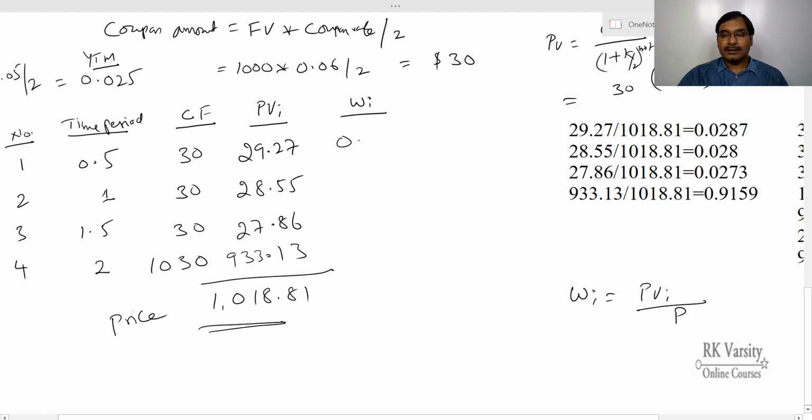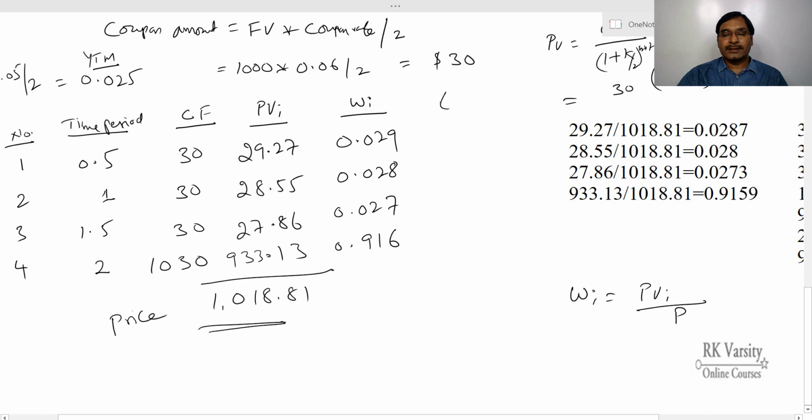So these weights are 0.029, 0.028, 0.027 and 0.916, which indicates that during the first time period, that is the first half year, you will receive 2.9% of the total bond value. In the second time period, the end of the first year, you will receive 2.8% of the bond value. The major amount, 91.6%, you receive in the fourth time period, at the end of the second year.